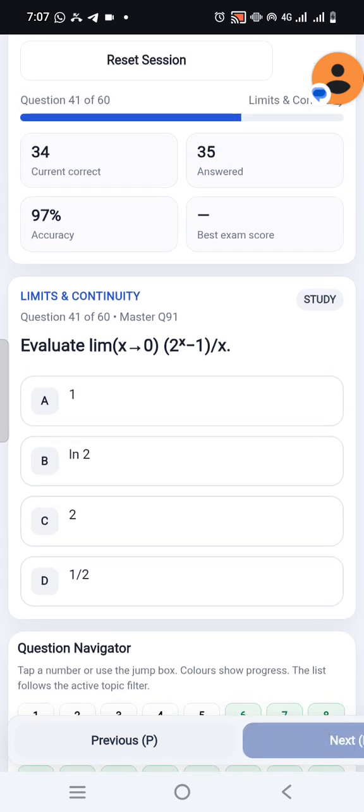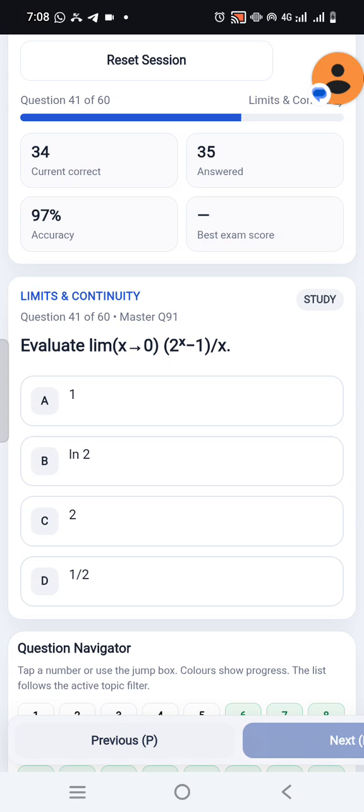So the next one, 2 raised power x minus 1 all over x. But I know e raised power x minus 1 is equal to x as x tends to 0. So what can I do? You can actually use the L'Hopital, but trust me, it's very stressful for this kind. Okay, it's straightforward though. It's straightforward.